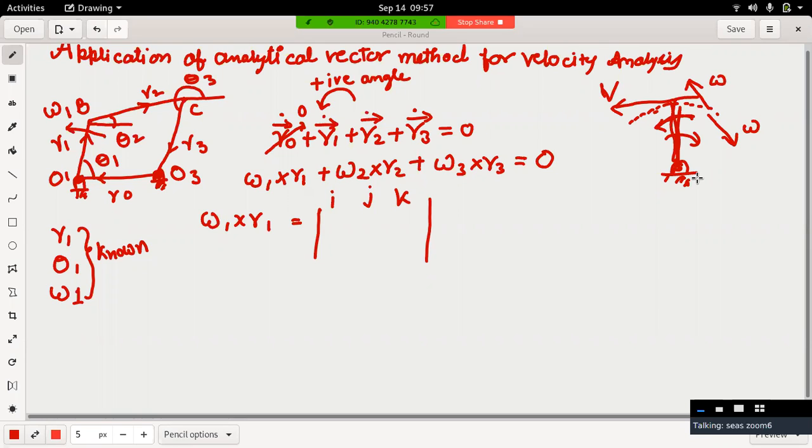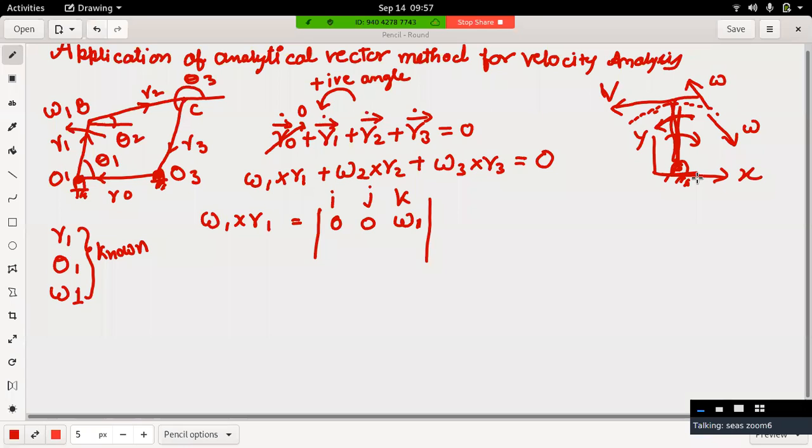So we can say that the omega will have only one component, that is the K component, and not the I and J components, because I and J components belong to the X and Y plane, and this link is supposed to be moving in the X and Y plane. So the direction of omega will be along Z, and it will have only the K component. So I can write that omega 1 will have only the K component, and its magnitude is omega 1.